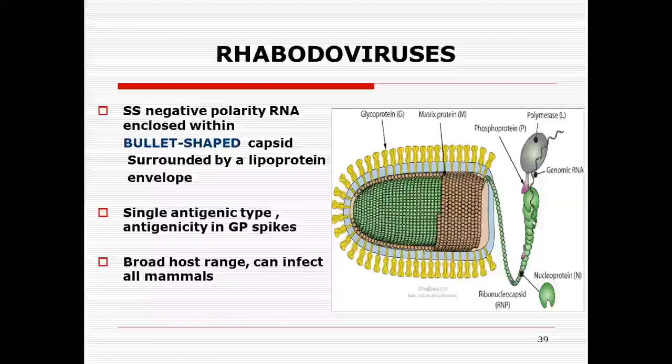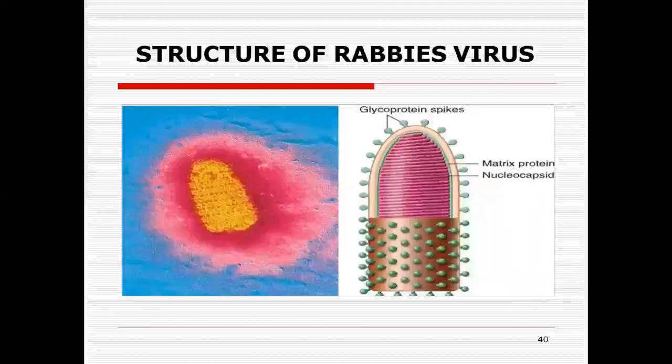So the structure of the rabies virus, rabies is one of the important members of the rhabdovirus family. This is how it looks: there is a glycoprotein, which are the outer spikes. You see, these are the heads. This is a spike. This is anchored into the matrix, and we have the nucleoprotein inside. So look at the bullet-like structure.